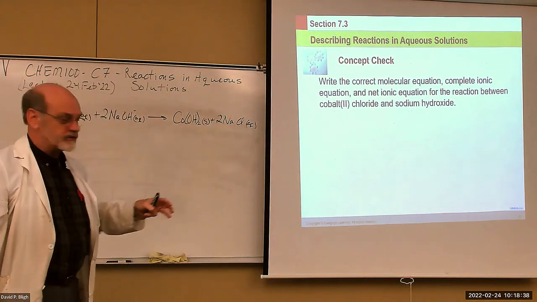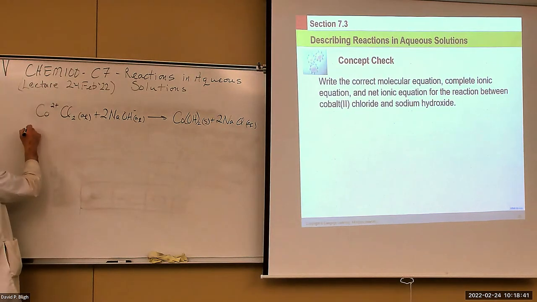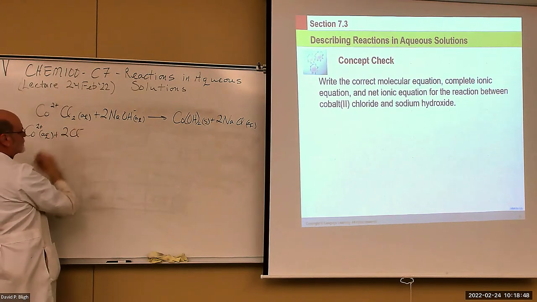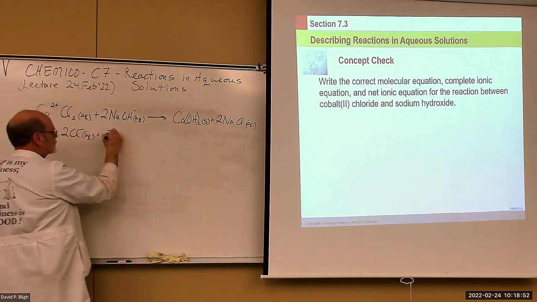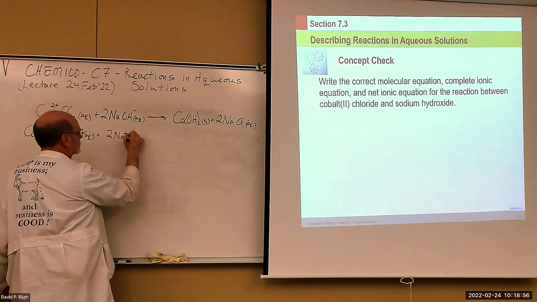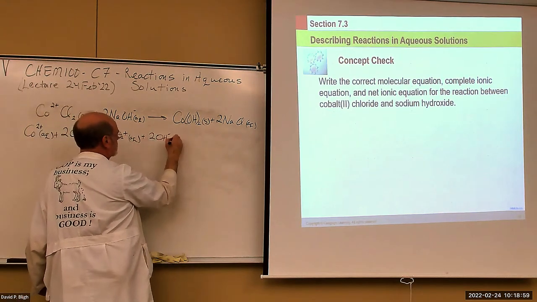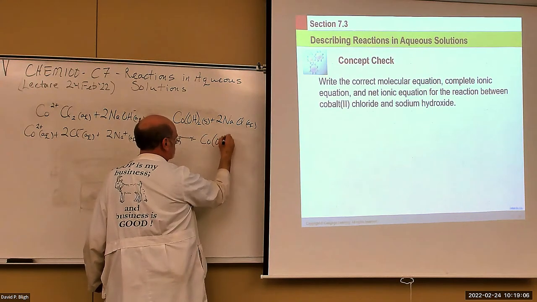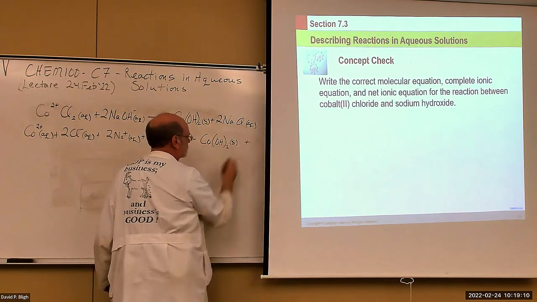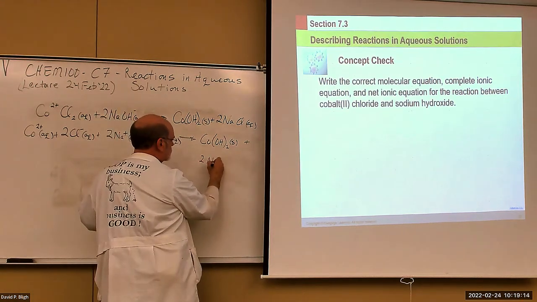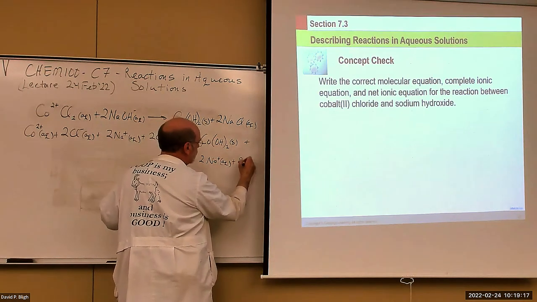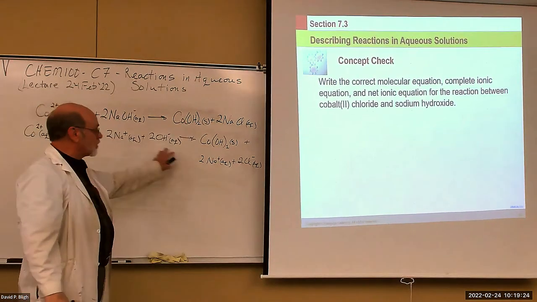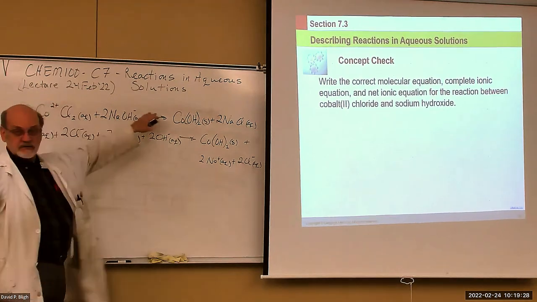Now we need the complete ionic equation. We have one cobalt, which is in an aqueous solution. We have two chlorides in aqueous solution. We have two sodiums in aqueous solution. And we have two hydroxides in aqueous solution. Then we have one cobalt, two hydroxide, still a solid. And then we still have two sodiums in aqueous solution and two chlorides in aqueous solution. Okay, that's the complete ionic equation. And it's easy to write once you're balanced with a molecular equation.